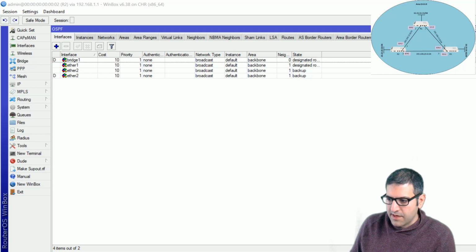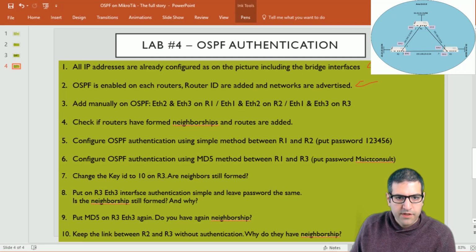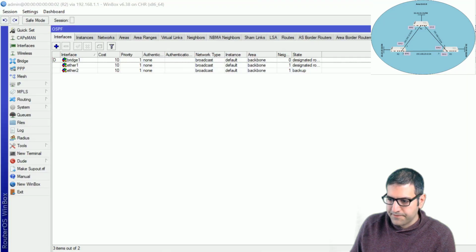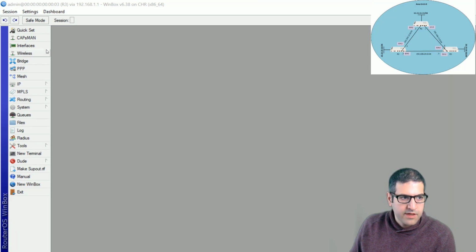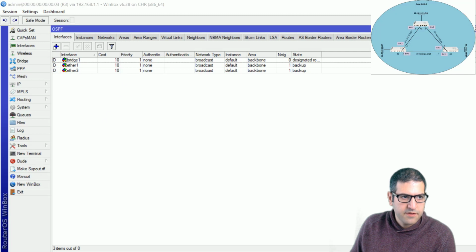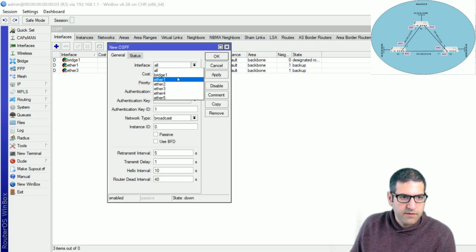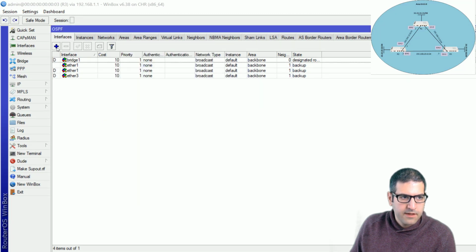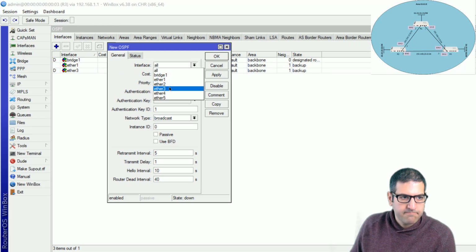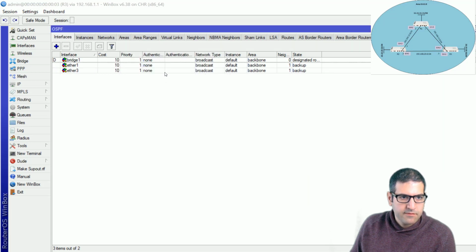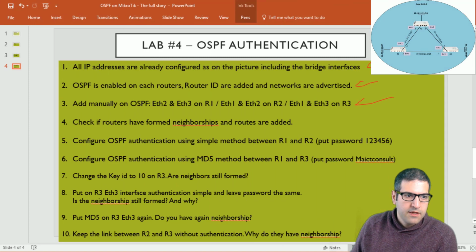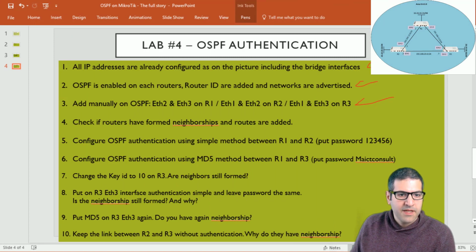And then on router 3, we need to add Ethernet 1 and Ethernet 3. Then on router 3, we go to routing, OSPF, interfaces, we add Ethernet 1 and Ethernet 3. Okay, this is done. Check if routers have formed neighborship and the routes are added.